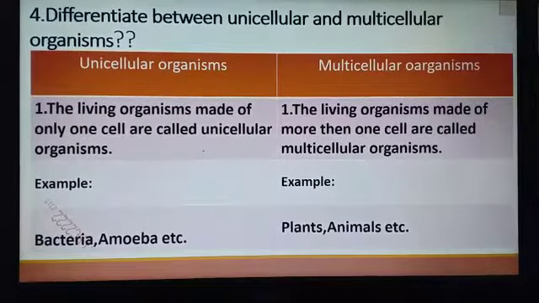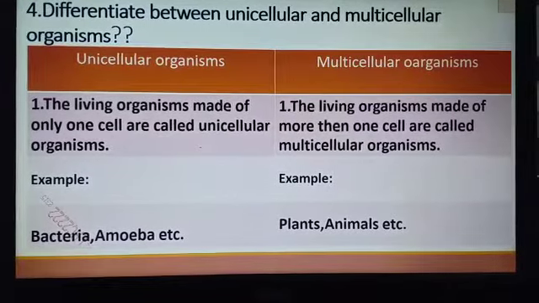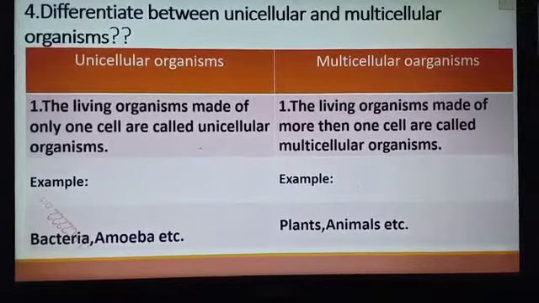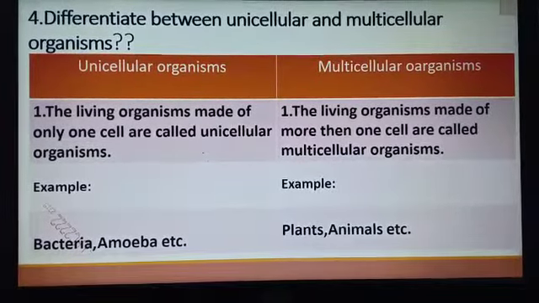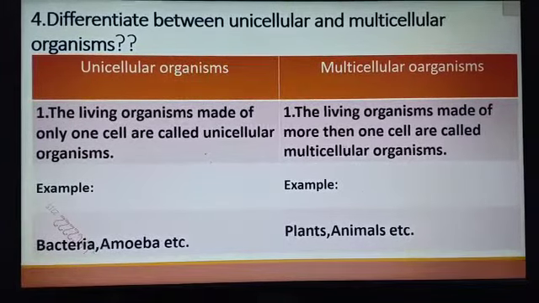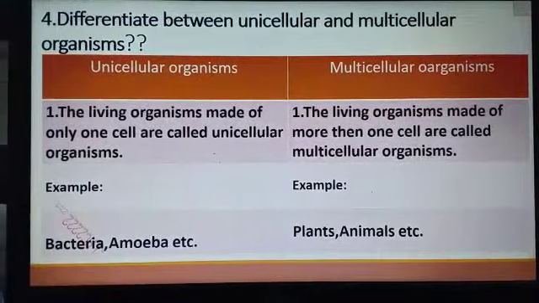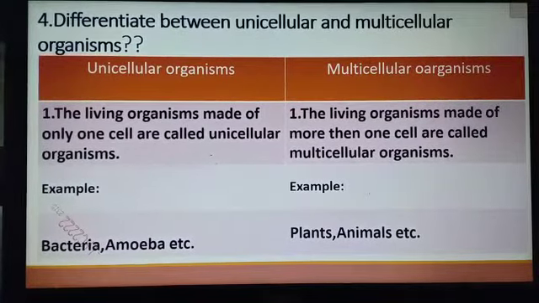Students, you can see the diagram of unicellular and multicellular organisms in your book. On page number 9, in the topic unicellular and multicellular organisms, figure 1.5, after keeping the concept in your mind, identify unicellular and multicellular organisms in this diagram.